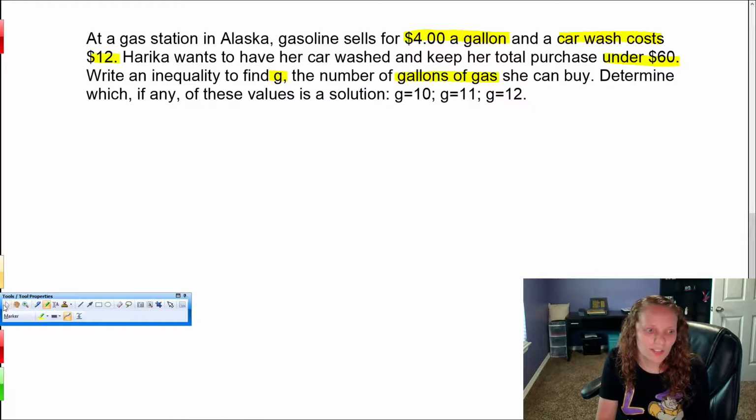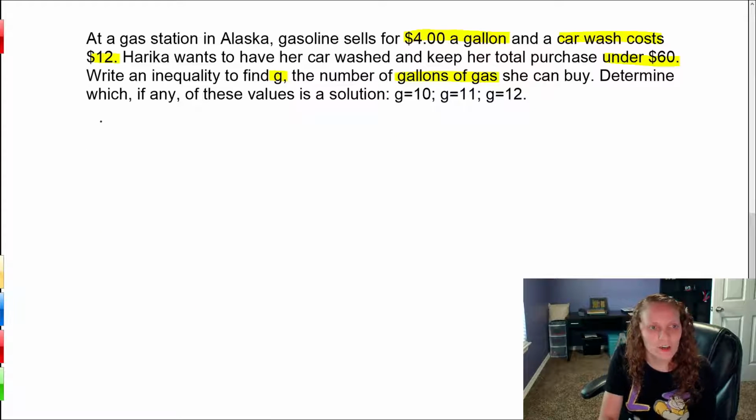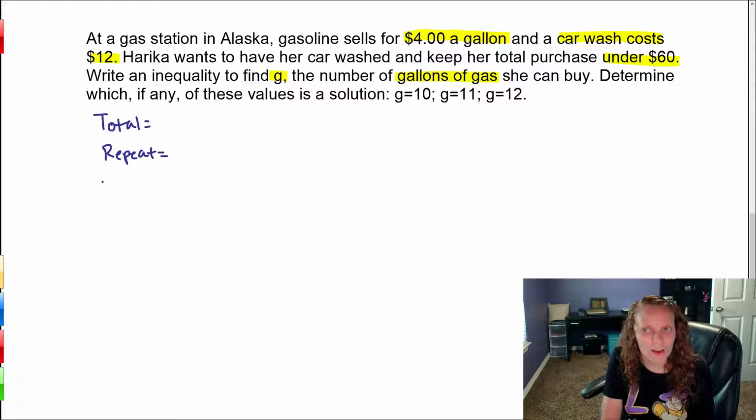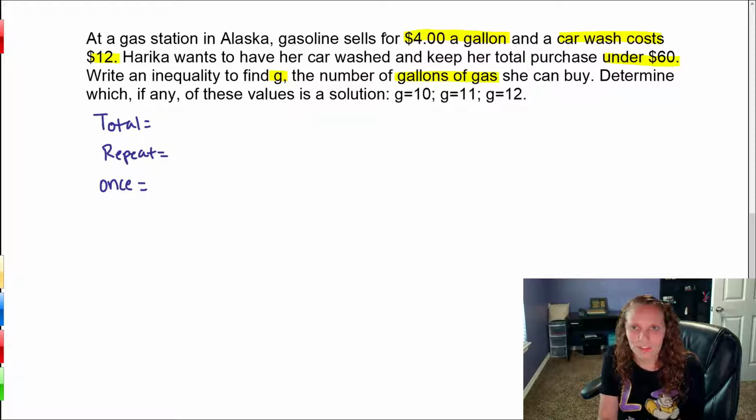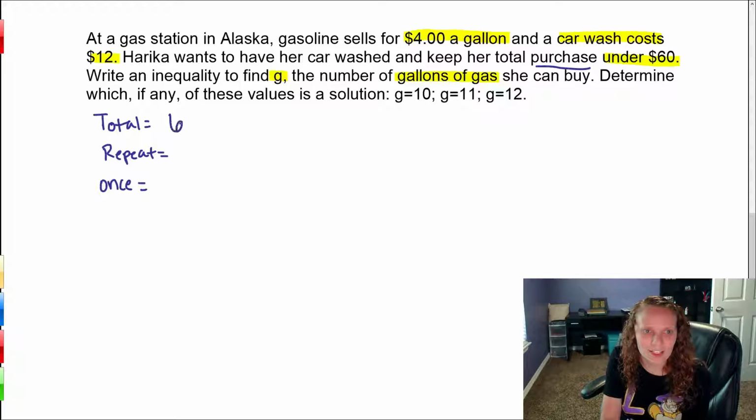And then we'll come to this last part later. So we need to know the total. We need to know what number might be repeating. We need to know what number might be happening once. Gas sells for $4 a gallon. That doesn't sound like the total. The car wash is $12. She wants to keep her purchase under $60. That sounds like the total money.